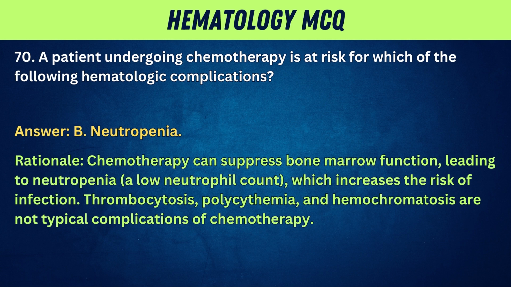Neutropenia. Rationale: Chemotherapy can suppress bone marrow function, leading to neutropenia, a low neutrophil count, which increases the risk of infection. Thrombocytosis, polycythemia, and hemochromatosis are not typical complications of chemotherapy.